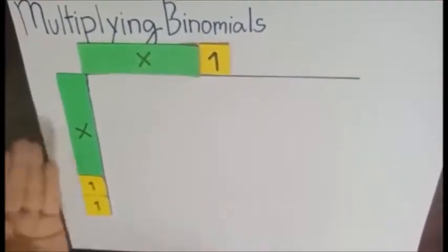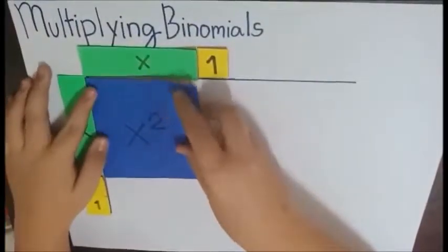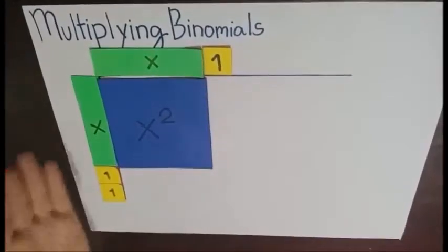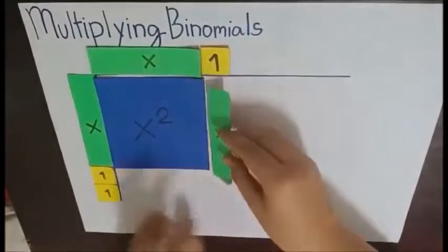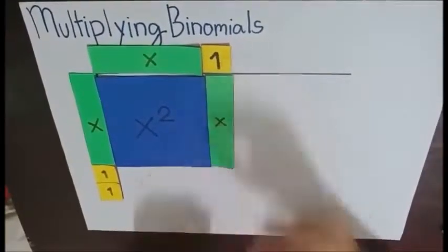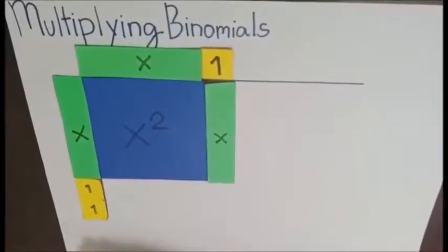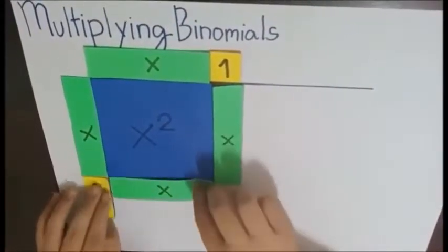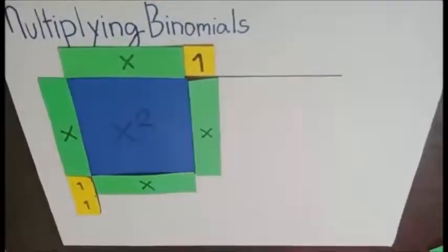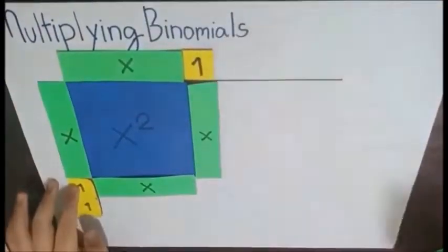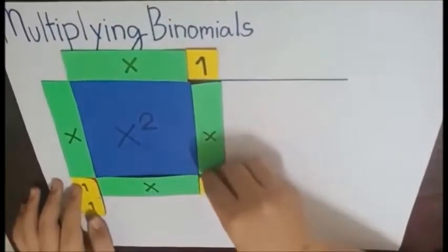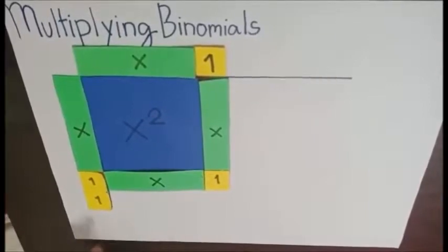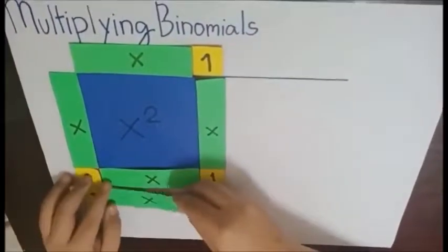If we multiply x to x, we will get x squared. If we multiply x to 1, we will get x. Then, we will multiply 1 to x, and the result will be x. Then, if we multiply 1 to 1, we will get 1. And then, if we multiply 1 to x, we will get x.